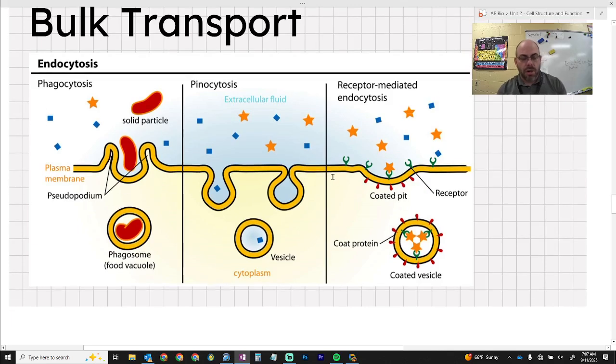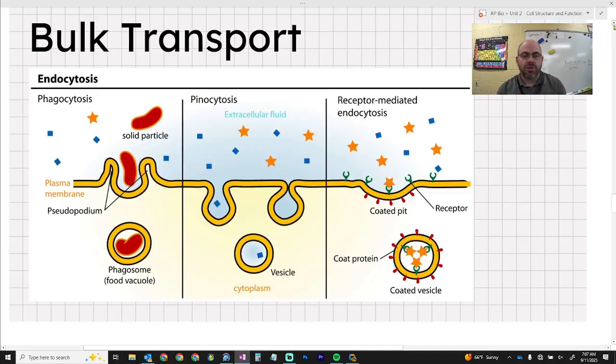Let's look at bulk transport. It is exactly what it sounds like. This has to do with the transport of large materials. This is also active transport, so you could put this under active transport if you want to do that. Bulk transport has to do with things like endocytosis. Endo means inside, cyte means cell, so literally bringing things into the cell.